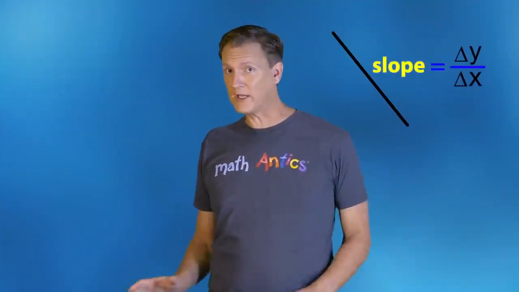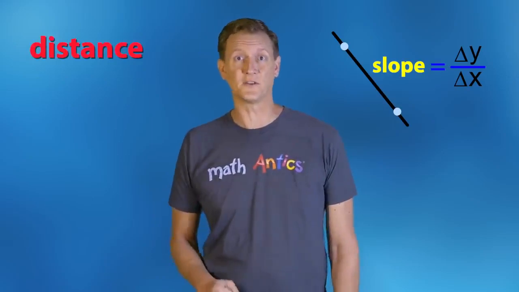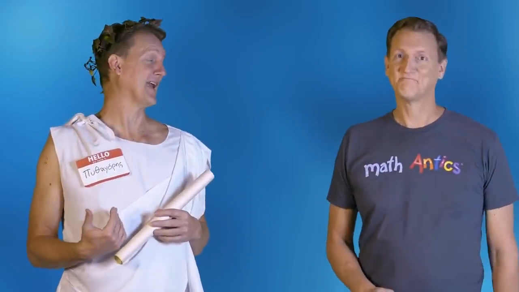Alright, so now you know how to calculate the slope of a line if you know any 2 points along that line. You also know how to calculate the distance between any 2 points on a line using the so-called distance formula, also known as the Pythagorean theorem, invented by me, Pythagoras.